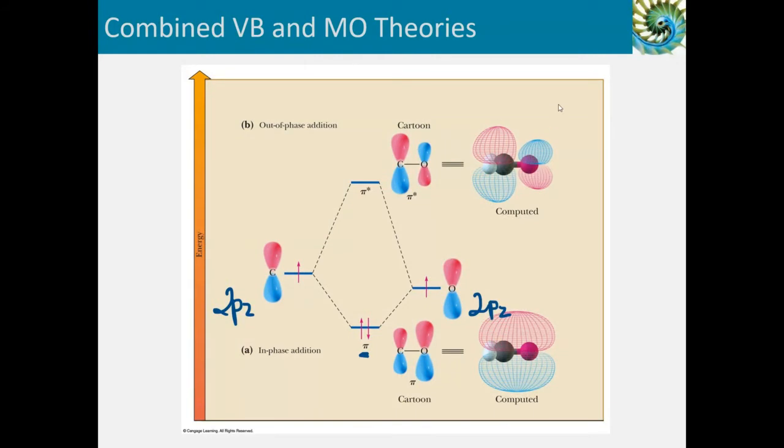So the halogens and hydrogen will be lower in energy than carbon? That's correct. Yes, they will be lower in energy.